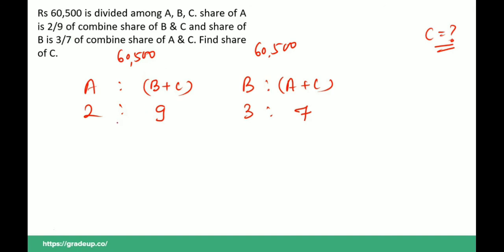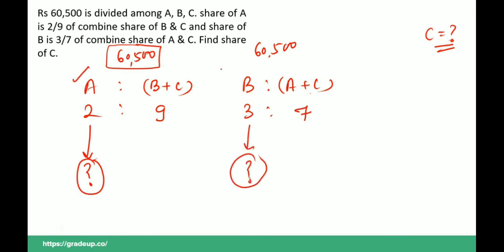Okay, guys. As you have to distribute this 60,500 rupees among A, B, C, and since all these three are present here, I can divide this. So here you will be able to find the share of A, and from here you can find the share of B, and if you have the share of A and the share of B, then you can easily find the share of C. So this is your homework. You have to do it on your own.